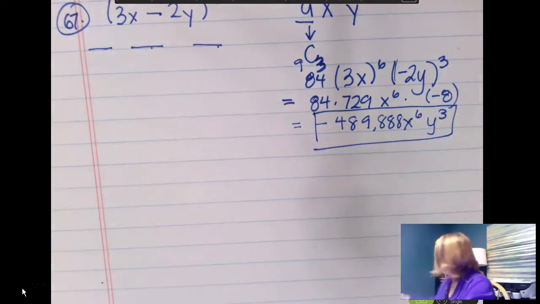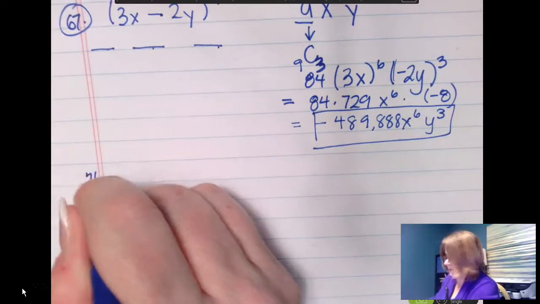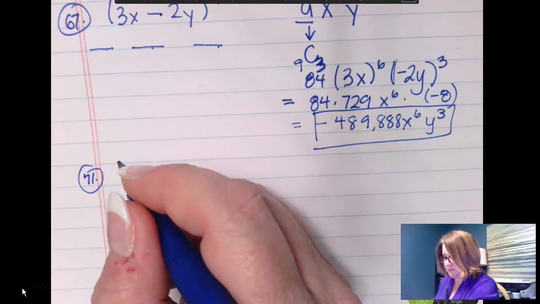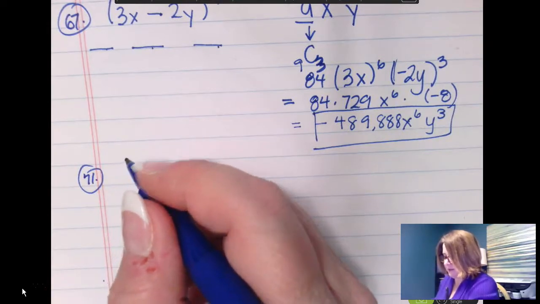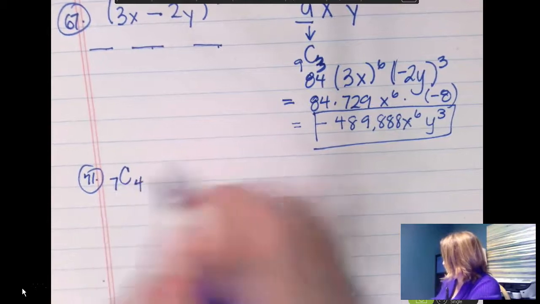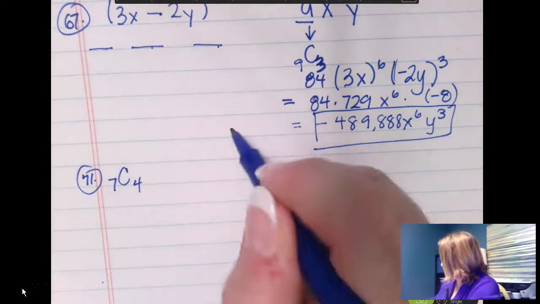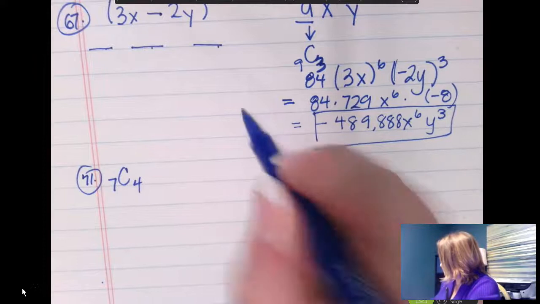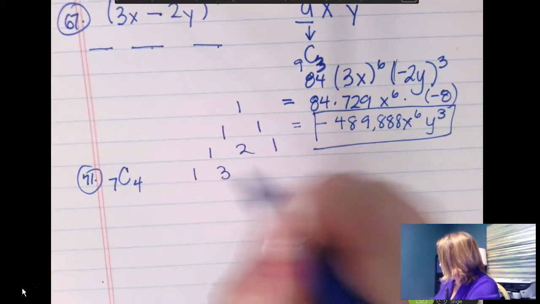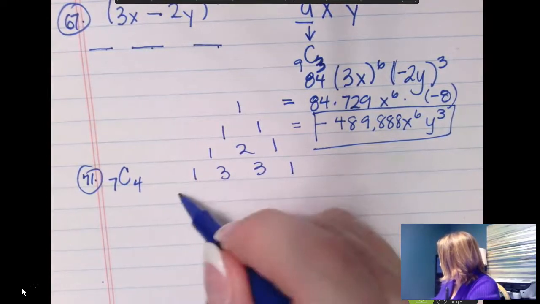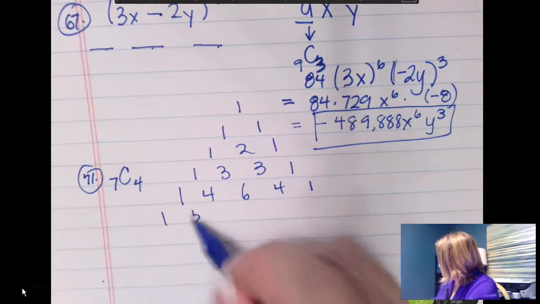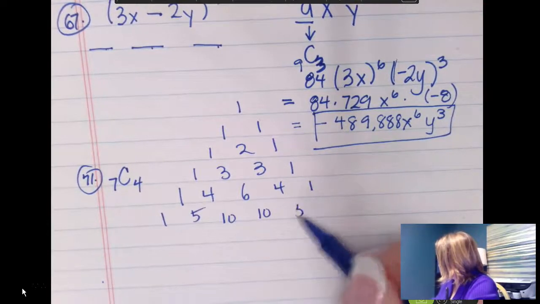In number 71, we want to use Pascal's triangle to find the binomial coefficient. So here we're looking for 7, 4. So even though I've taught you a way to just plug that into your calculator, I just go ahead and make a new binomial triangle, or a Pascal's triangle, whenever I need to. It's not hard. It's not too time consuming.